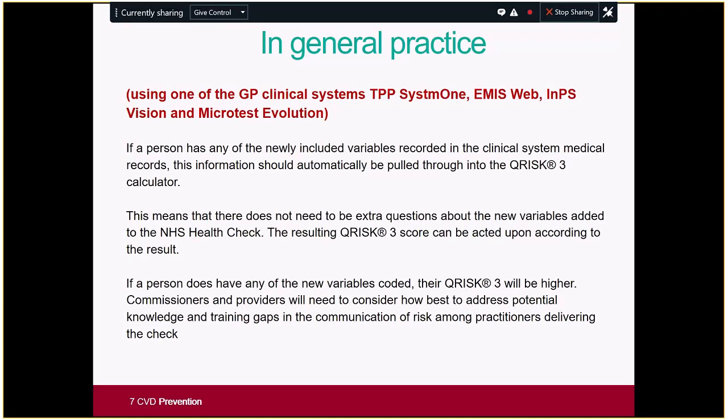Well, QRISK2 as an algorithm has not been updated for 2 years. QRISK3 has been refreshed, and I'll show you a little later the difference that makes to a patient's risk, and it just refines it a little bit more.